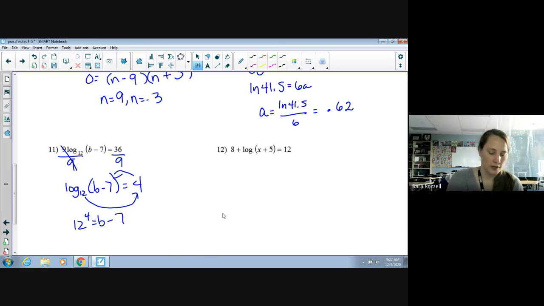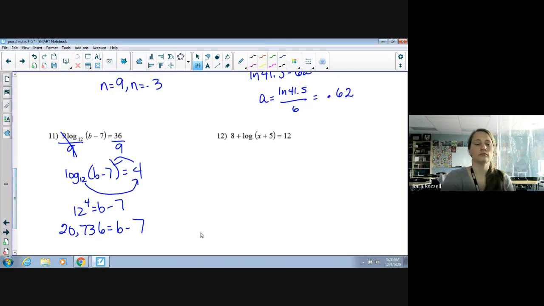Okay, so we just type in 12 to the 4th in our calculator. That's 20,736. And if you want b by itself, what are we going to do with the 7? Add it to both sides.